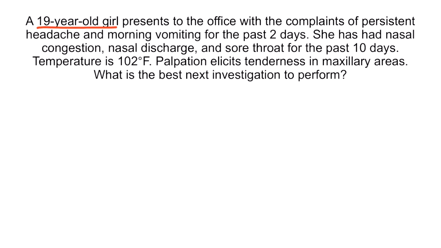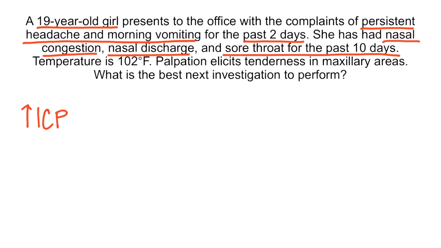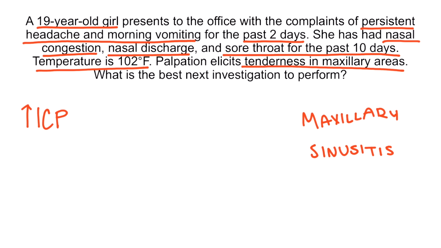So this is a 19-year-old girl with complaints of persistent headache and morning vomiting for the past 2 days. These signs of high intracranial pressure, together with her prolonged history of nasal congestion, nasal discharge, and sore throat for the past 10 days, high-grade fever of 102 degrees Fahrenheit, and tenderness in maxillary areas on examination, are concerning for extension of infection from maxillary sinus to the brain. So this patient has a maxillary sinusitis, which is now complicated by a brain abscess. The investigation we will perform next will be brain imaging, preferably a CT scan to look for intracranial spread of infection.